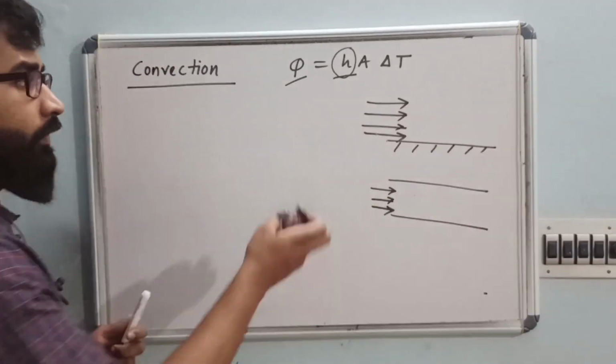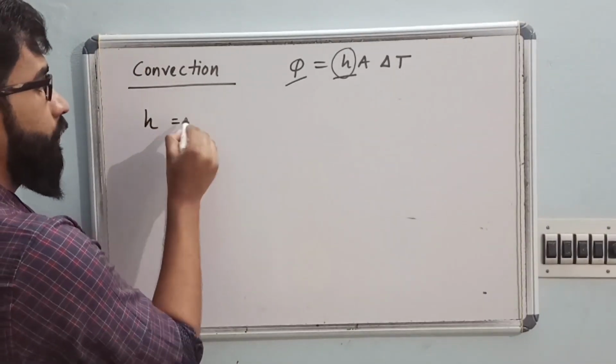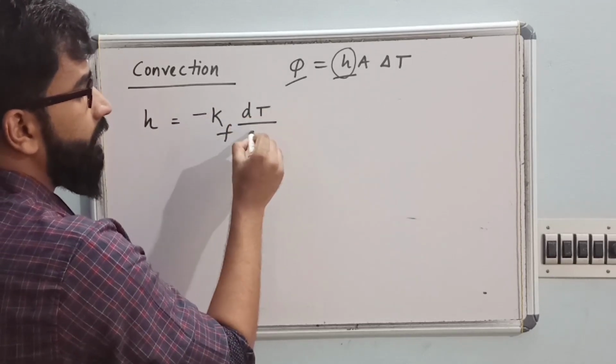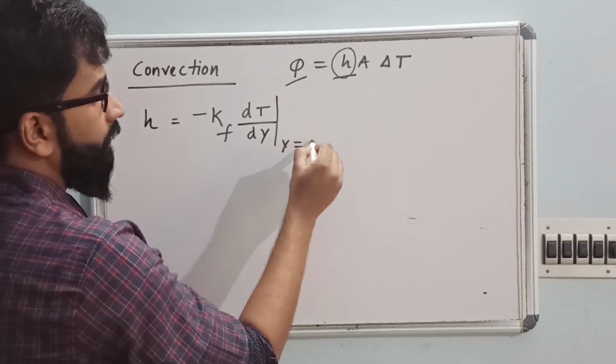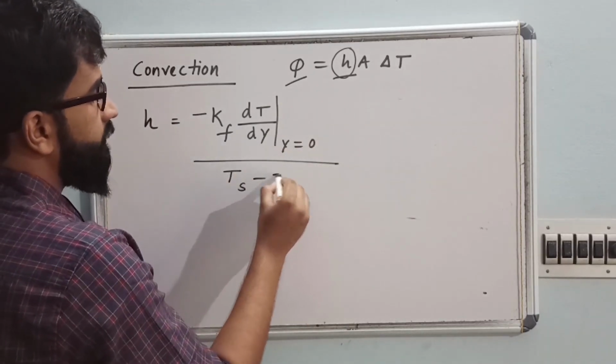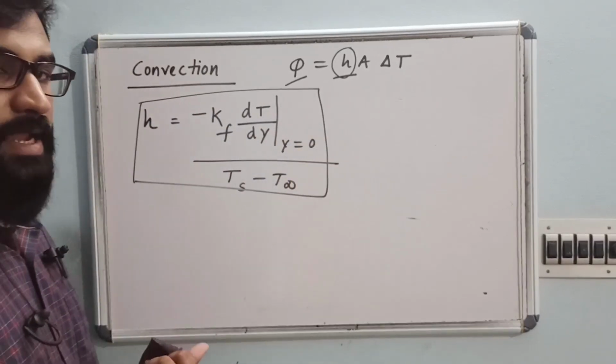Now we will see the equations you should remember for finding h. What is the first equation? This is the first equation: thermal conductivity of fluid into dT by dy at y equal to 0, equal to h into (Ts minus T infinity). This is the first equation you have. Clear? This is based on what condition?